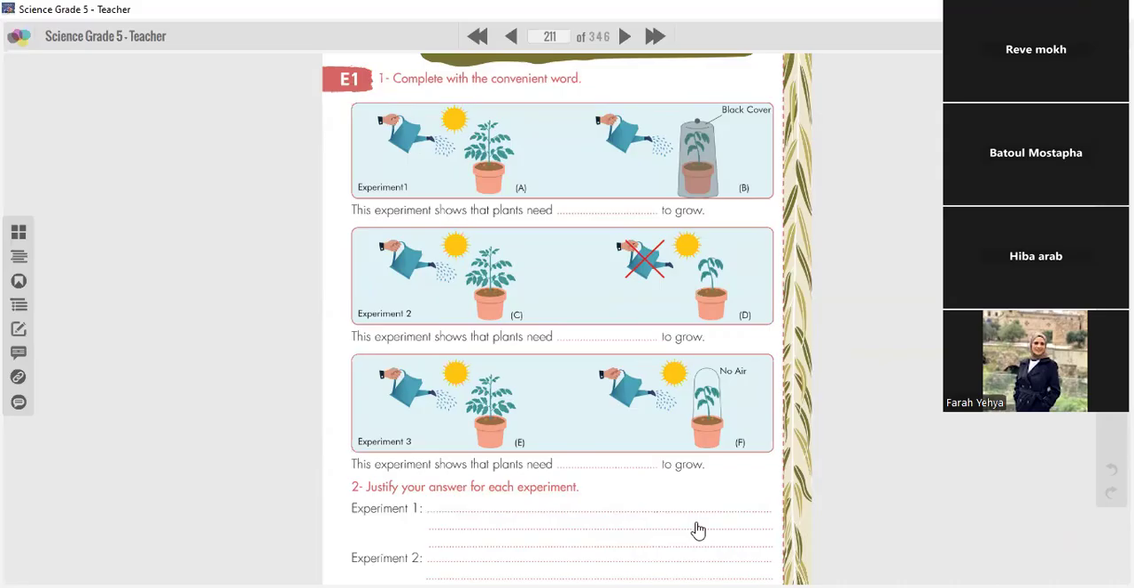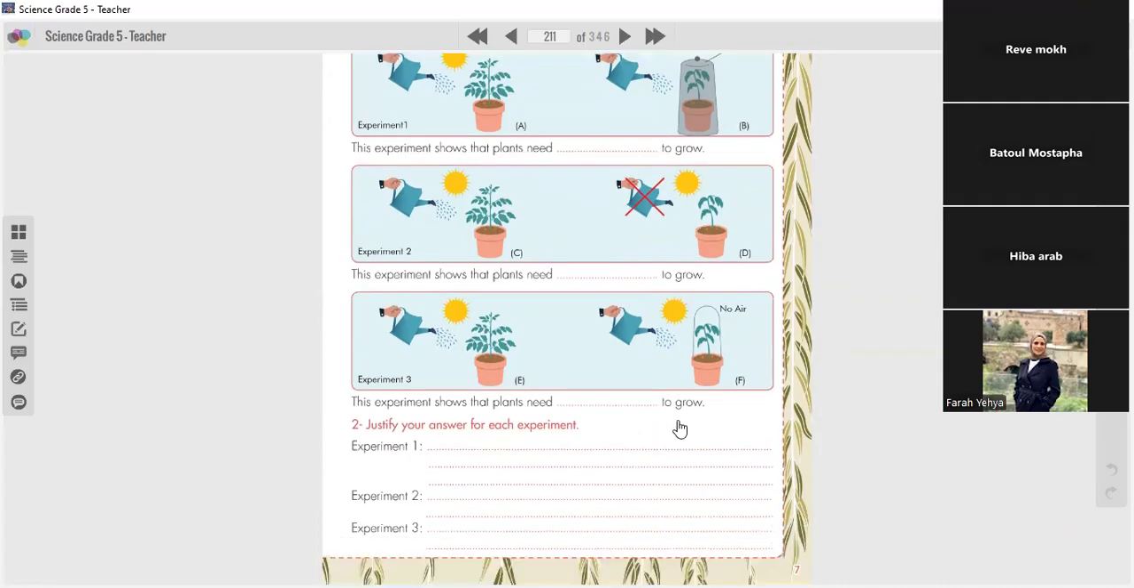This experiment shows that plants need air to grow. Yeah, exactly. So how did you know? You have to justify that. What happens to plant E once you put all the factors? When we do, it grows normally. But it has withered. Exactly, withered, due to the absence of air. Okay, thank you. So here already we did a lot.